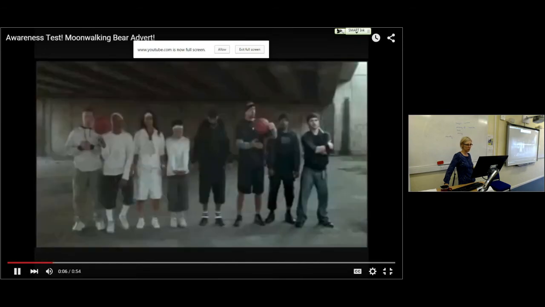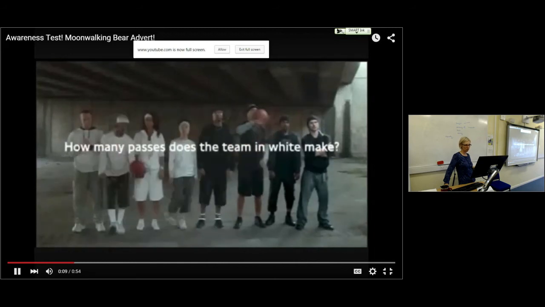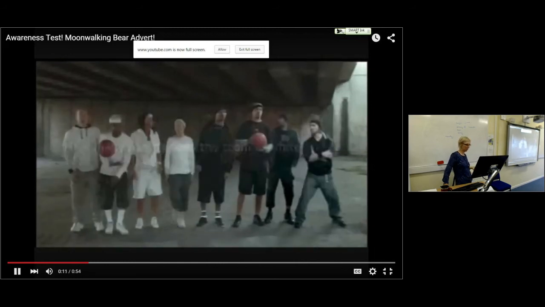How many passes does the team in white make? Have you seen this before?